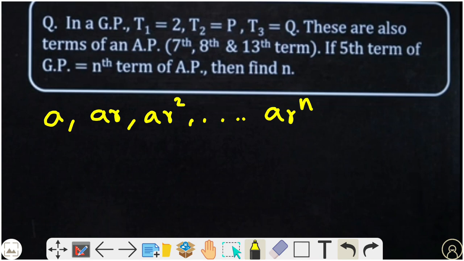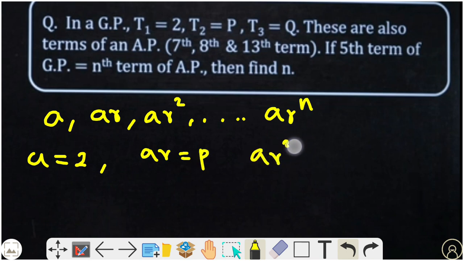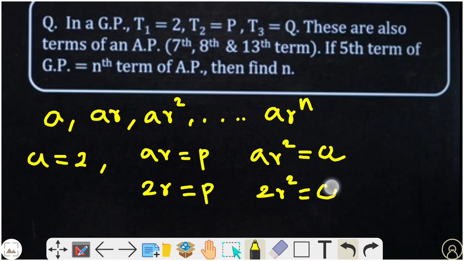Here the first term a is equal to 2, the second term ar is equal to p, and the third term ar square is equal to q. So with a replaced by 2, we get 2r equal to p and 2r square equal to q, and a equal to 2. This is generally what we know.